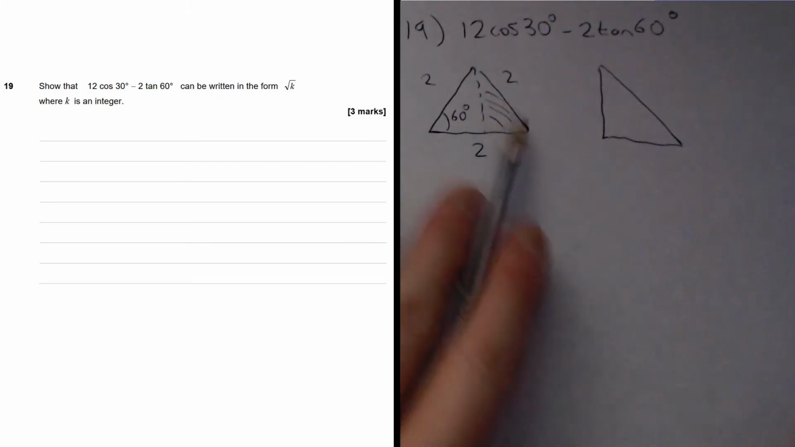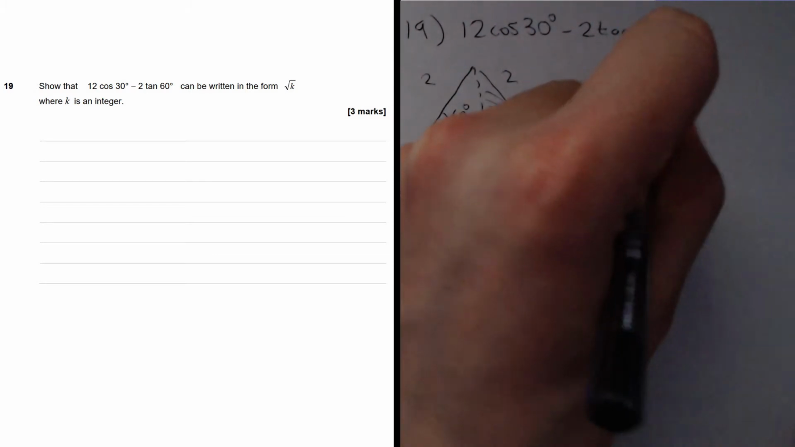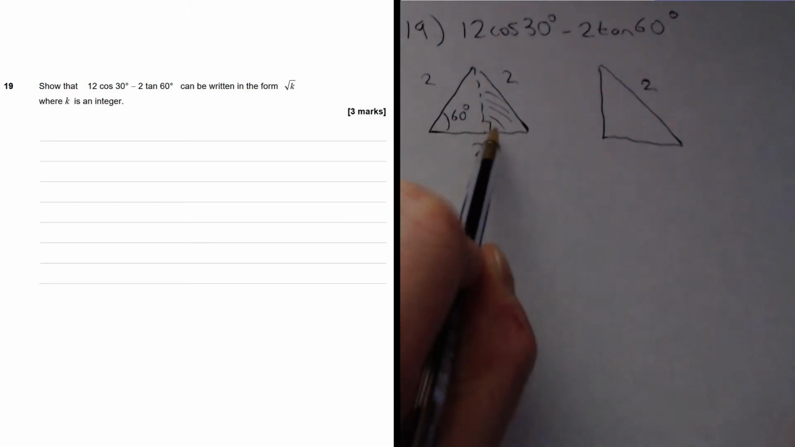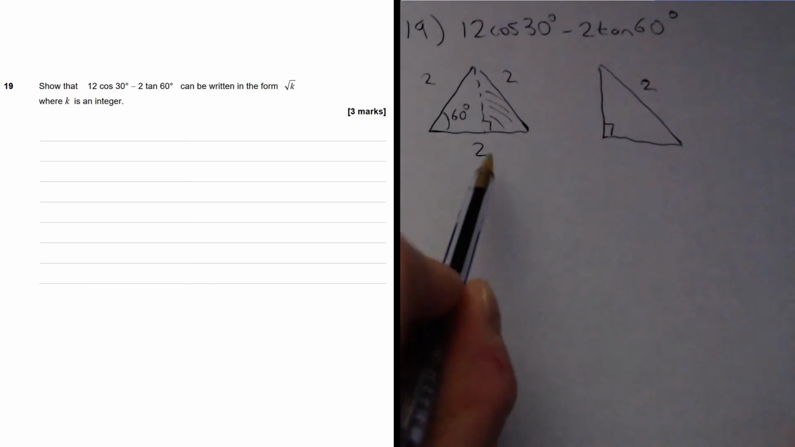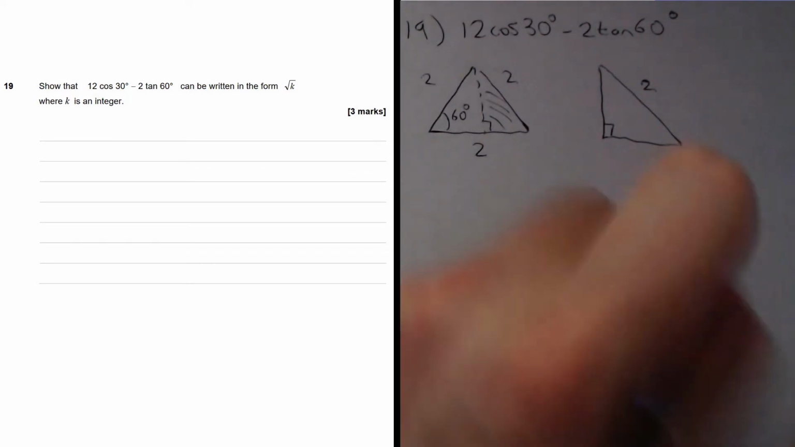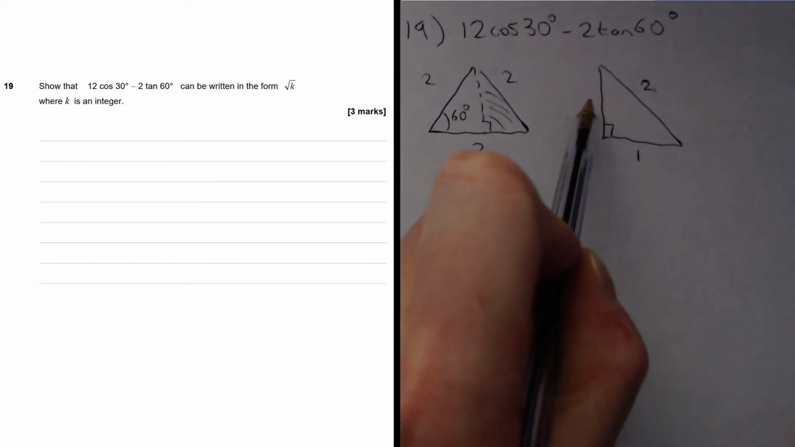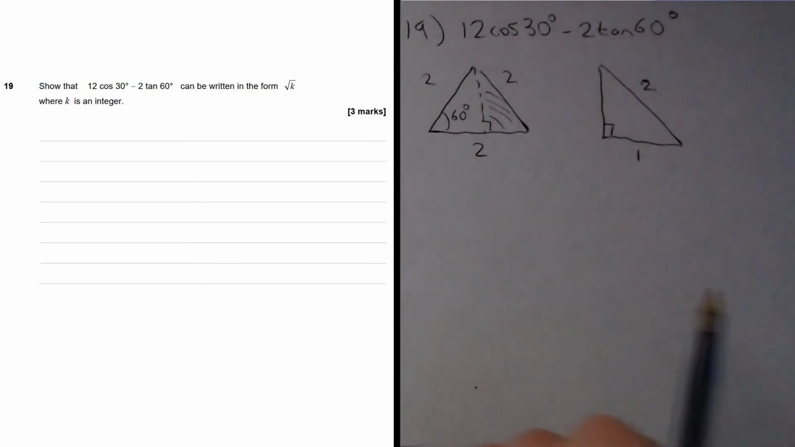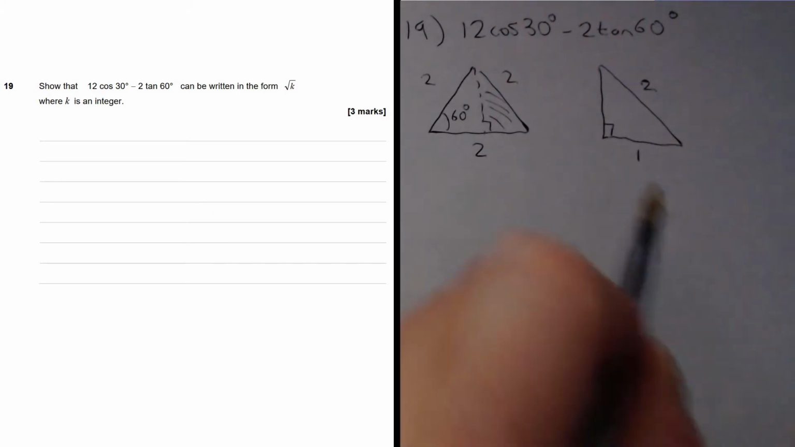Well, the hypotenuse of this right angle triangle is 2. Notice that this is a right angle here. What's this side going to be? Well, it was 2, we've cut it in half, so it's 1. And what about this guy here? How can I find that? Well, this is a right angle triangle, so I can find that by using Pythagoras.